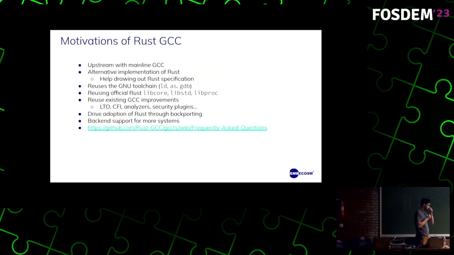So why do we do that? The goal is to upstream it with mainline GCC. So that means that whenever you're going to put your favorite Linux distribution, install GCC, you're going to have GCC Rust with it. It's an alternative implementation of Rust. We hope that it helps maybe draw out and sort of drive the specification effort, and that we can help the rustc team figure out some pieces where the language isn't as clear as they'd like it to be. It reuses the GNU toolchain, so GNU LD, GNU AS, GDB, but it does reuse the official Rust standard library, so libcore, libstd, and so on.